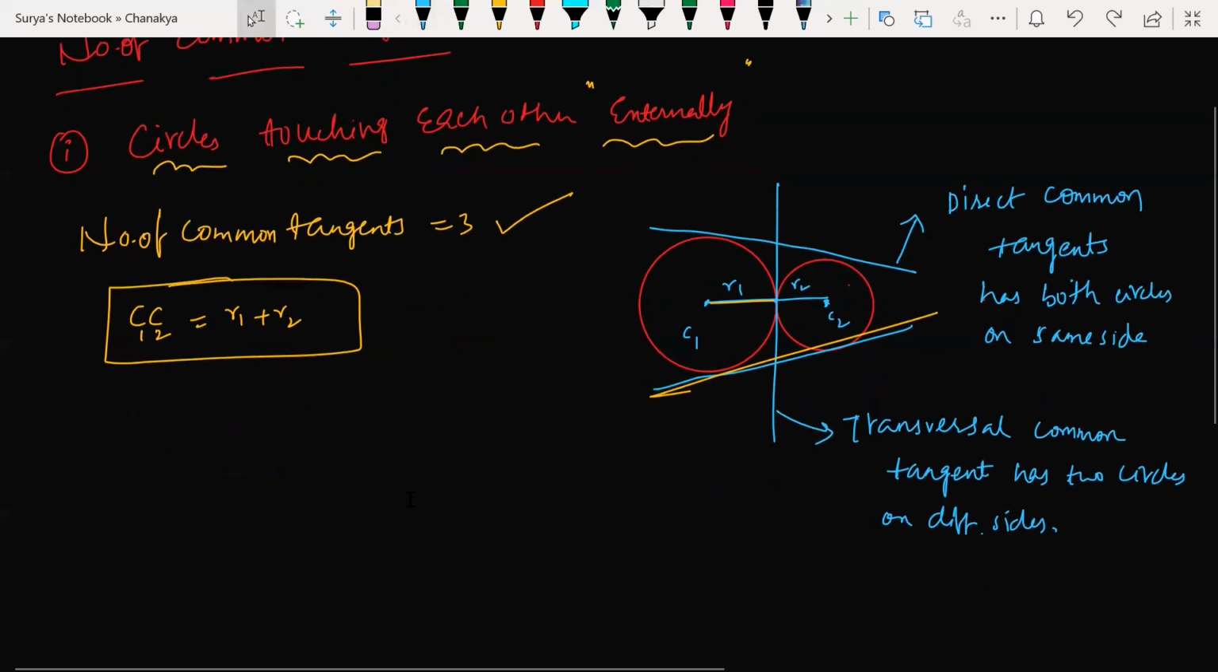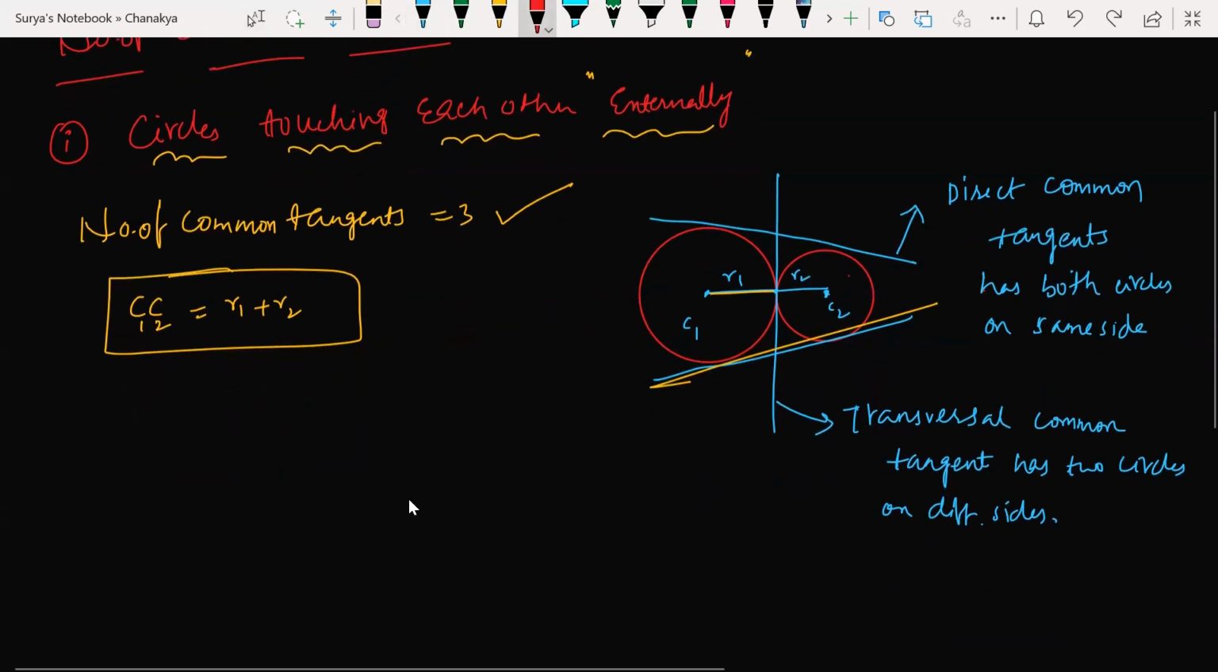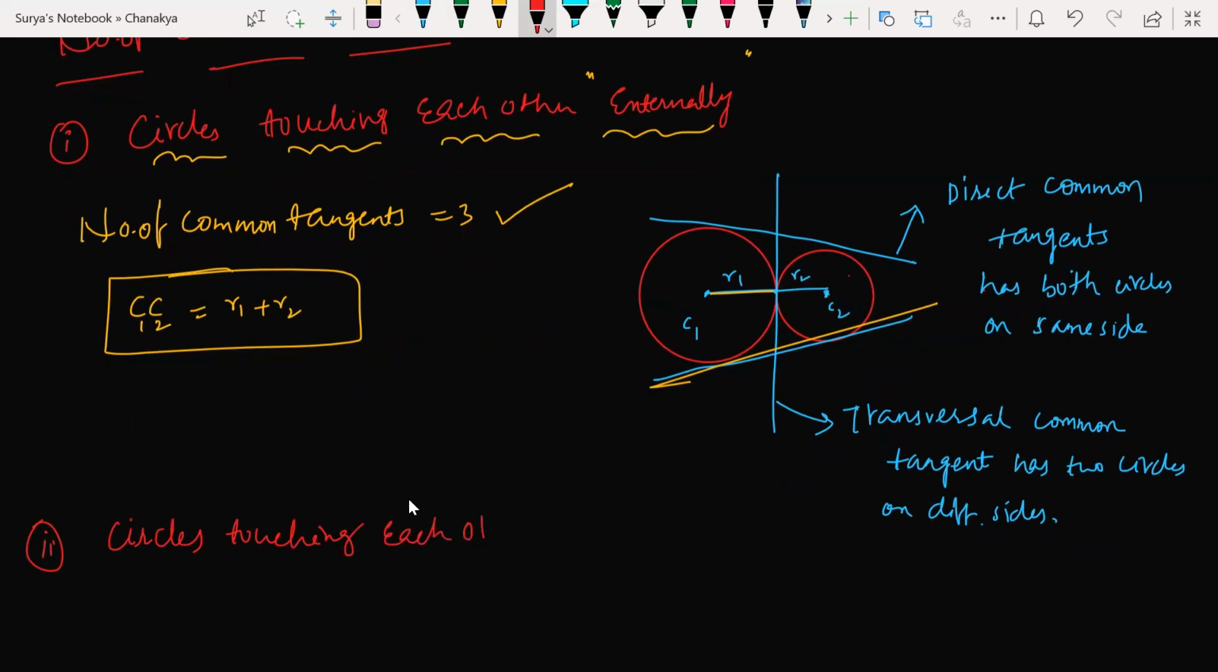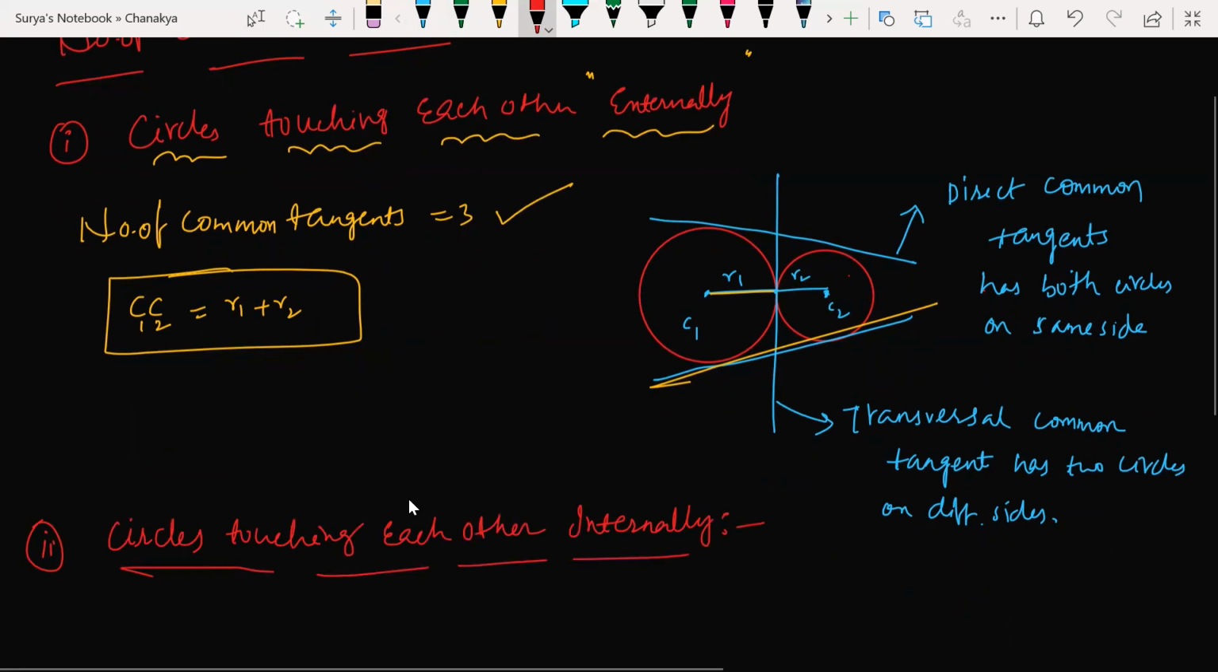Now let us go with the next condition. Let us go with the next statement. Look at this here. I'll give one more statement here. Circles touching each other internally. See here, you guys can tell me the condition now.